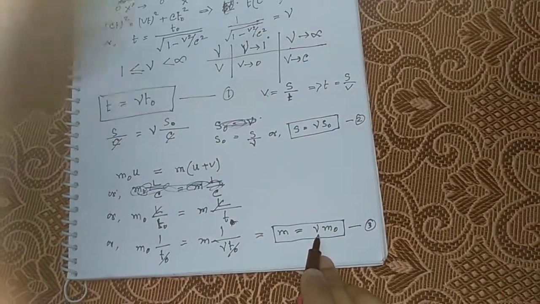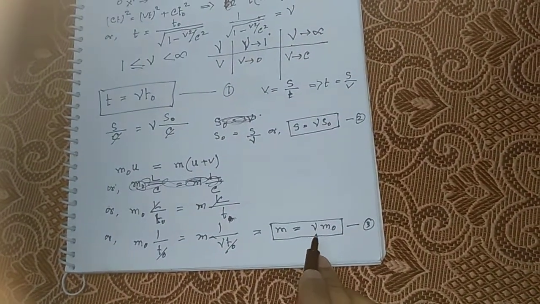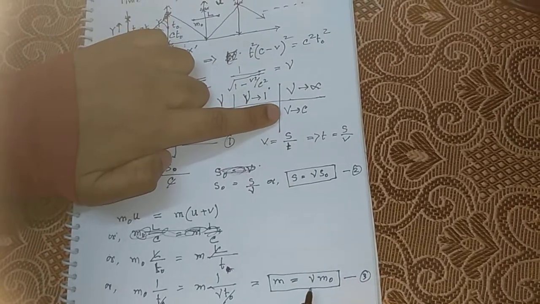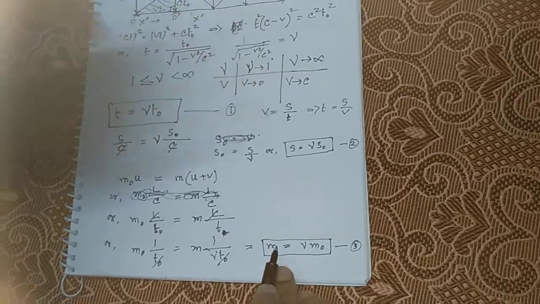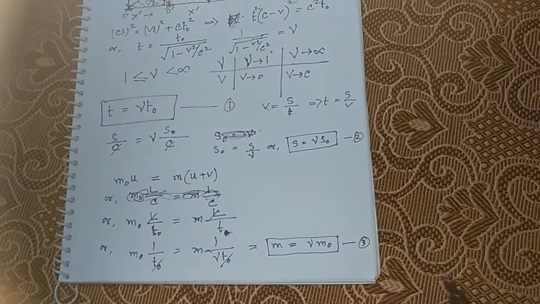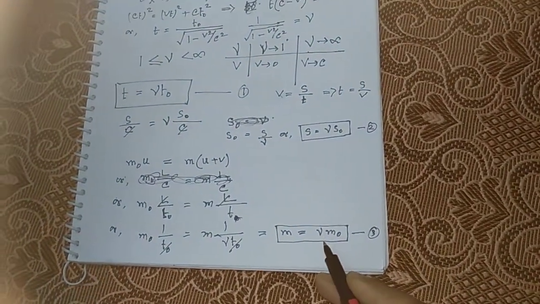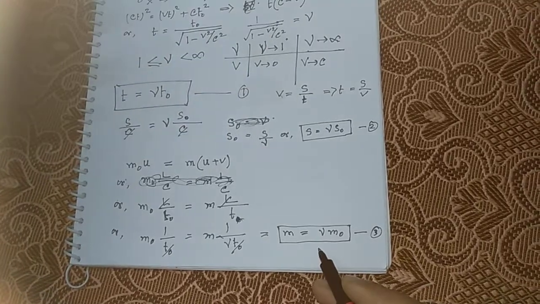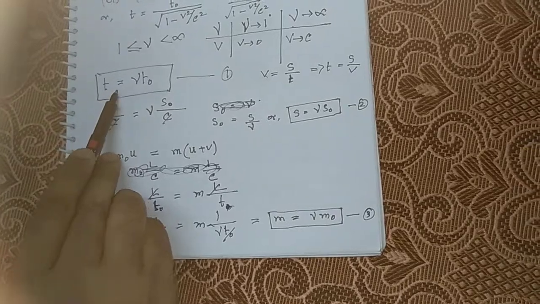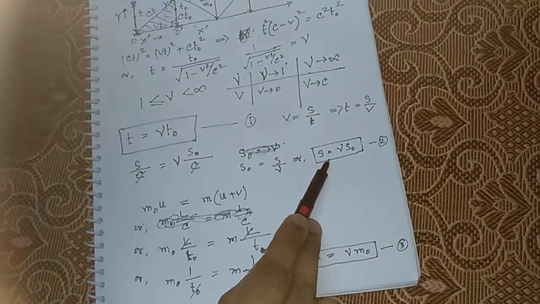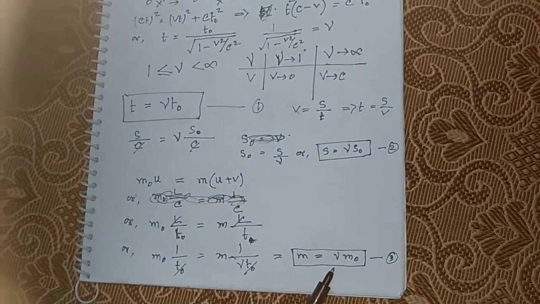So that's the reason no matter can travel with the velocity of light, because its mass becomes infinite. Only a massless particle, let's say a photon, which is massless, can travel at the speed of light. So that is the concept of Einstein: time dilation, length contraction and relativistic mass gain.